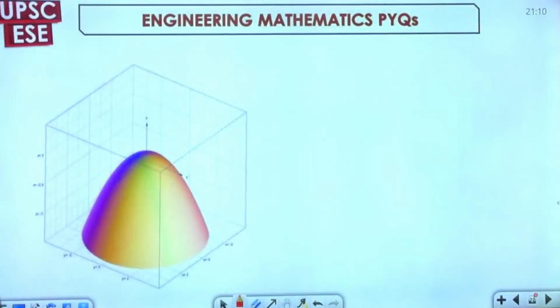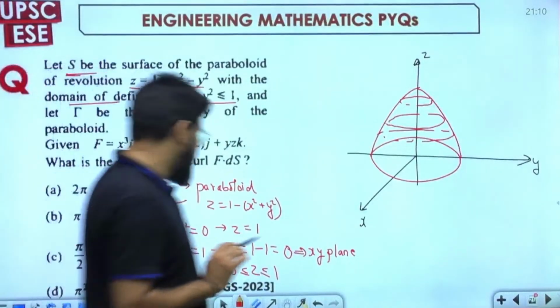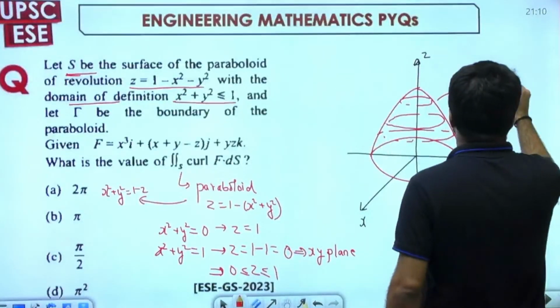Now the point is you cannot directly apply Gauss divergence theorem because it is only the surface of the paraboloid. This is only the surface of the paraboloid, and this is not closed.